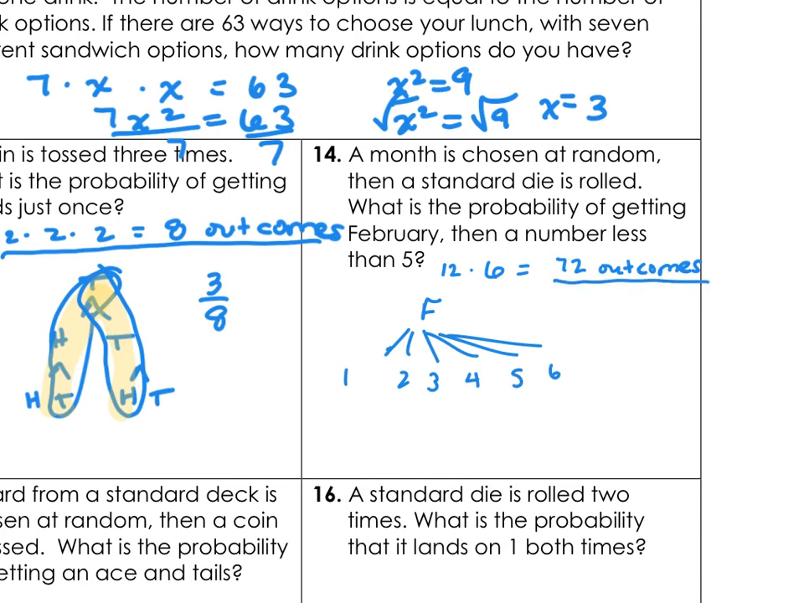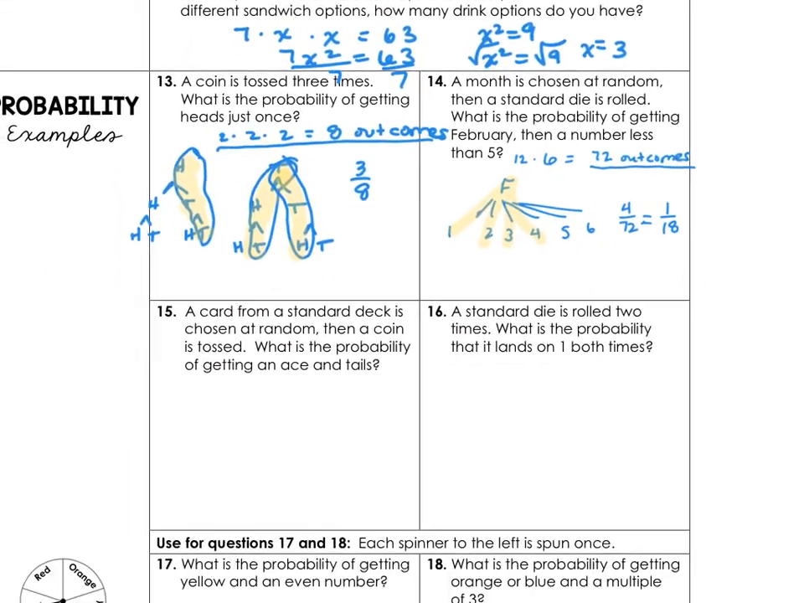And then the question is a number less than 5. So it looks like we would have February 1, February 2, February 3, February 4. So there are only 4 out of 72 would be our probability, which then of course we could simplify to 1/18th probability that you would get February and a number less than 5. Okay, just a couple more.